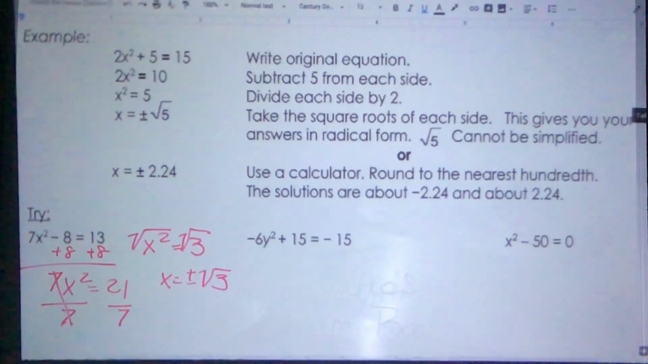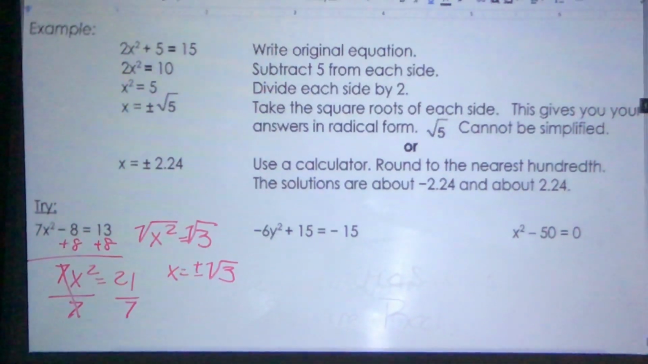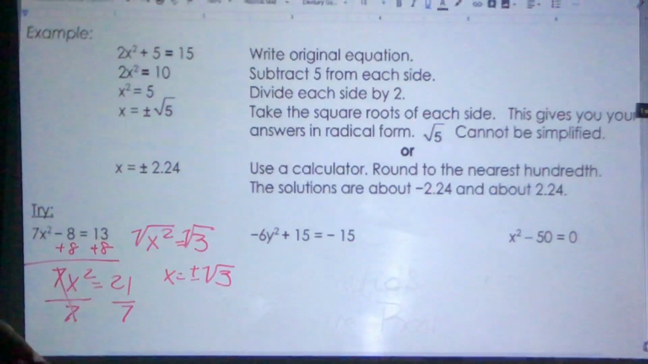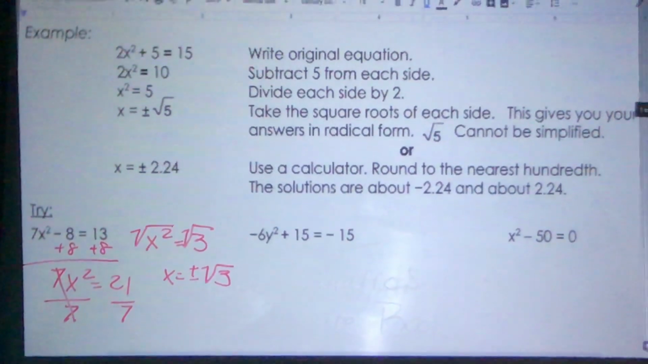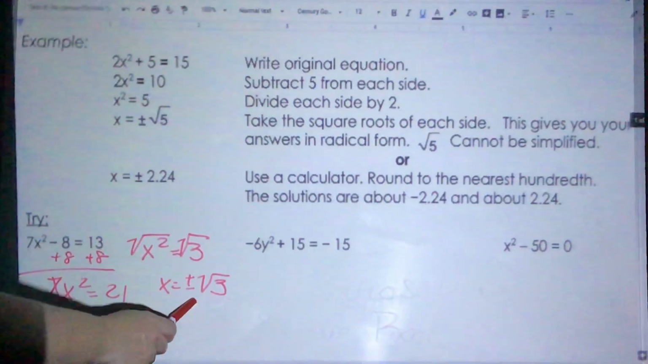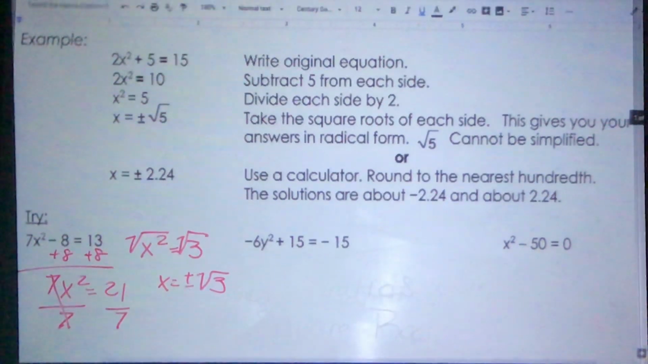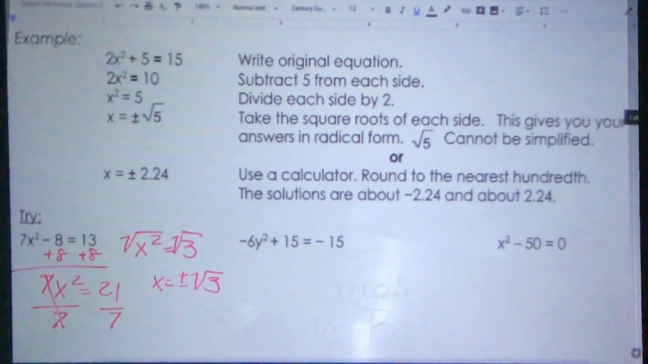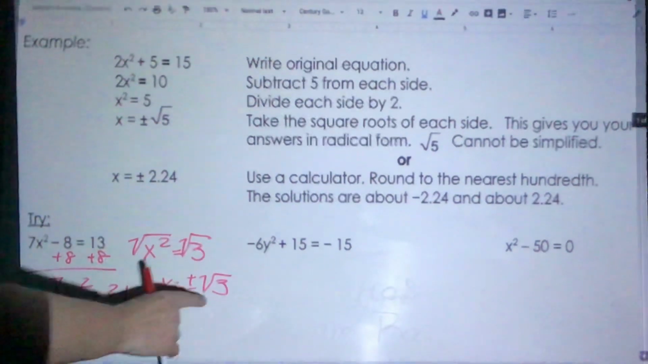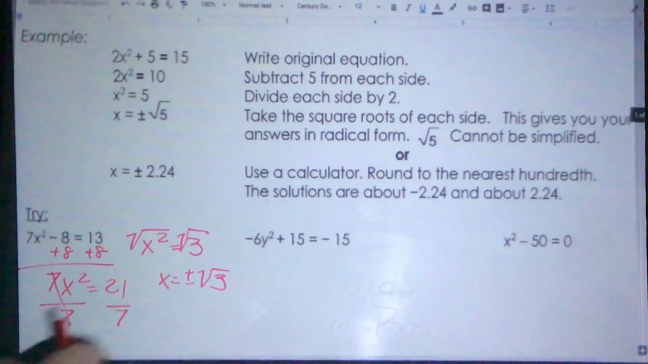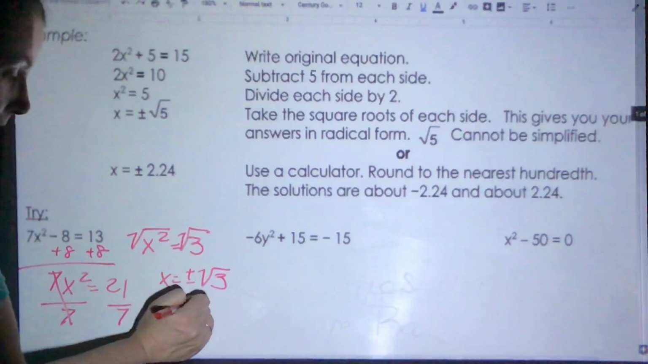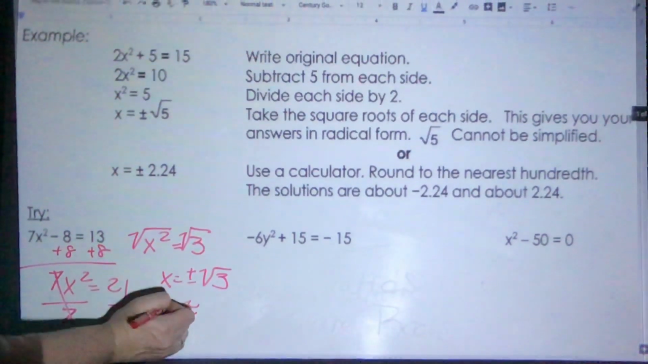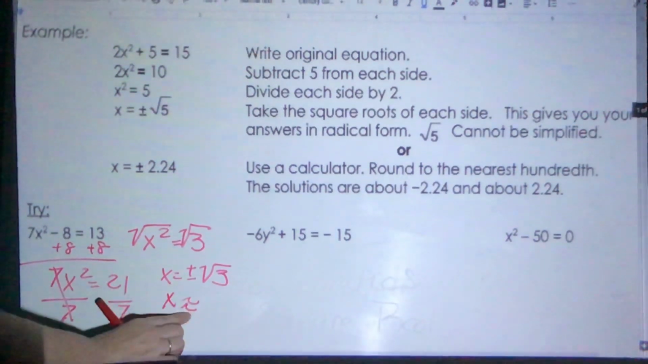Now that doesn't work out nicely. To be an integer, it's going to be an irrational number. Sometimes you're going to be asked to leave your answer as a simplified radical, so this would be our solutions. Sometimes you're going to be asked to find a decimal for it. You would use a calculator, you would type in 3 square root, and you would round it to the nearest hundredths. Notice I'm now using the wavy equal sign because that means approximately.